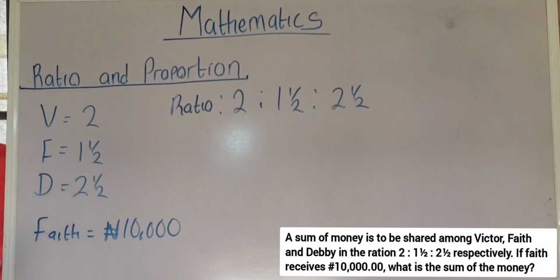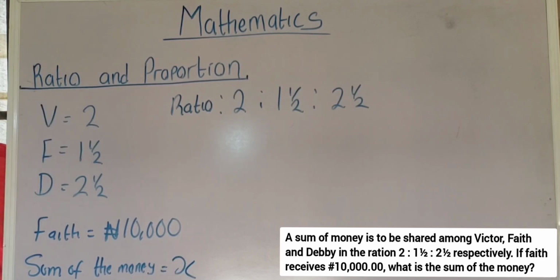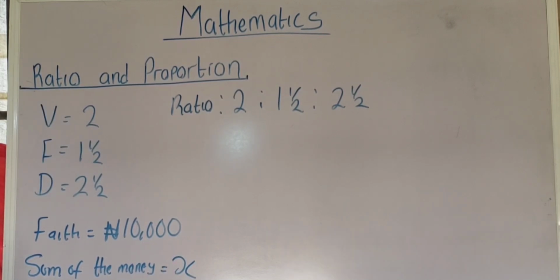Now we are told to determine the sum of the money. Do you know the meaning? We are told to find the total amount of money that was shared between the 3 of them. So let the sum of the money be X. Don't forget, in our previous class, we solved a typical question like this.